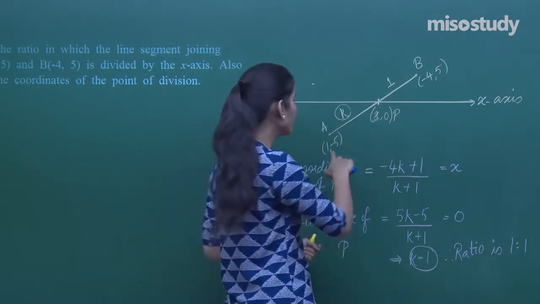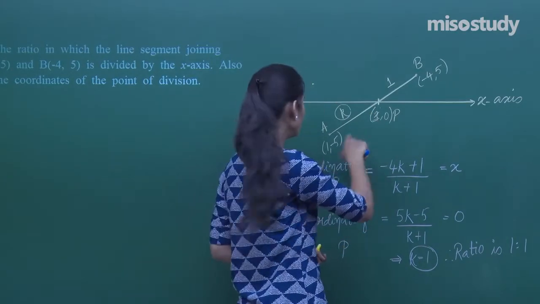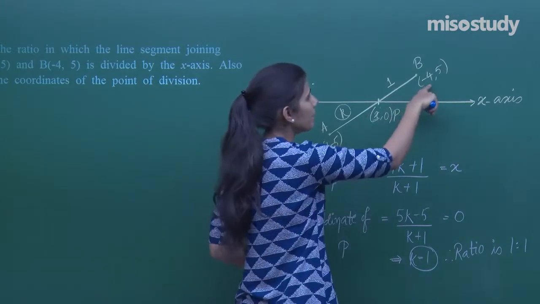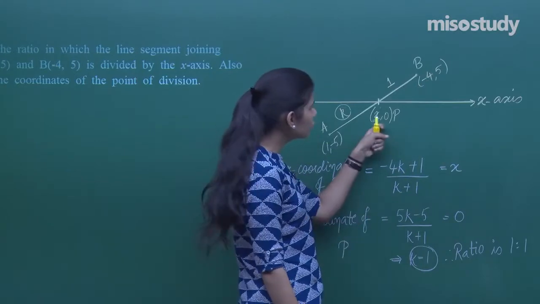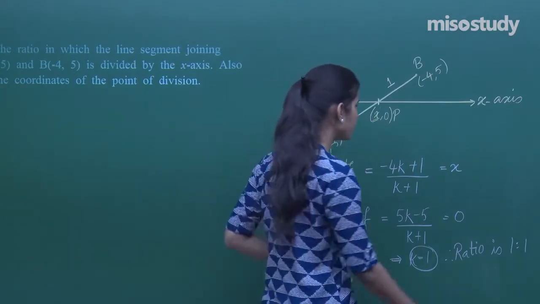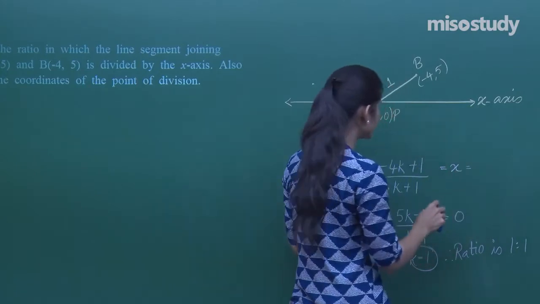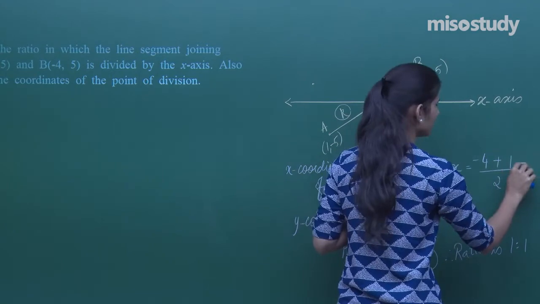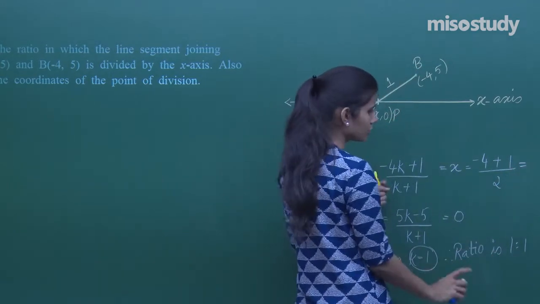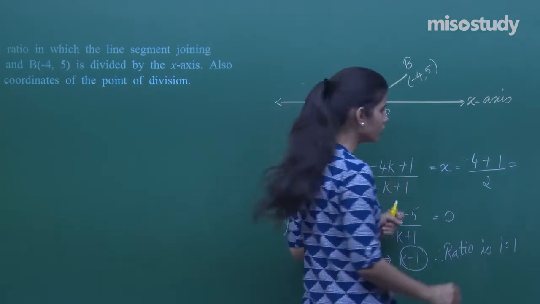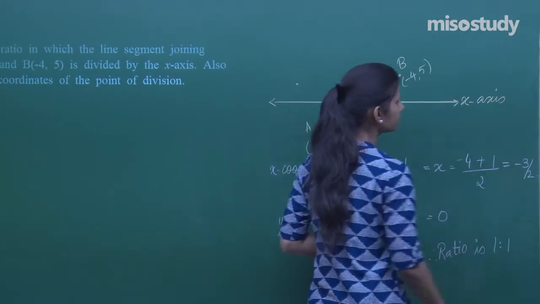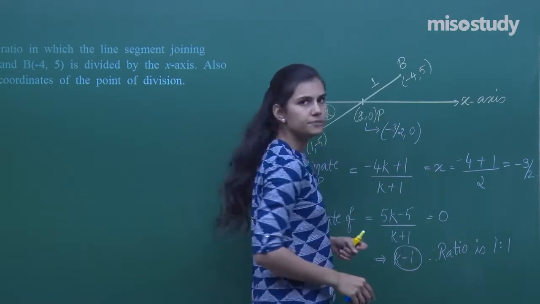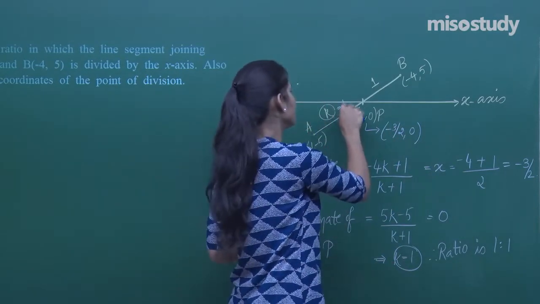By using the midpoint formula also you can compute the value of x. How? By adding the x coordinates of these 2 points and dividing by 2. So 1 minus 4 divided by 2 can also give you the value of x. Or from here also you can get it: minus 4 into 1 plus 1 upon 1 plus 1, because k's value is computed to be 1. Plug in here and you get x, which is minus 3 by 2. So this point is minus 3 by 2 comma 0, and the ratio is 1 is to 1.